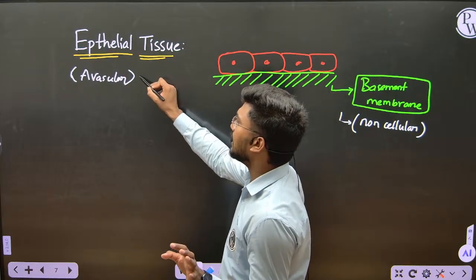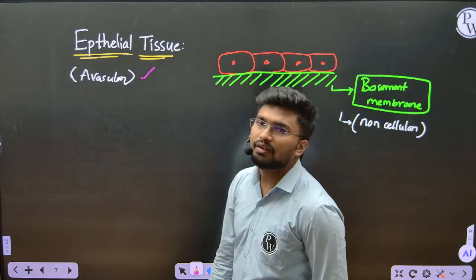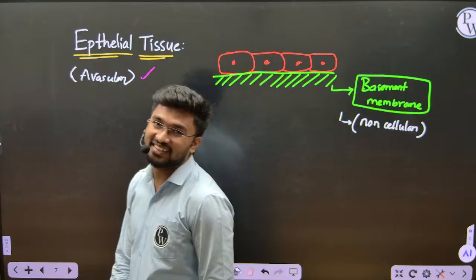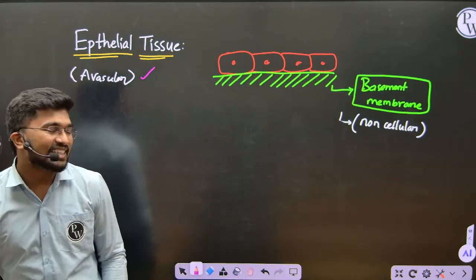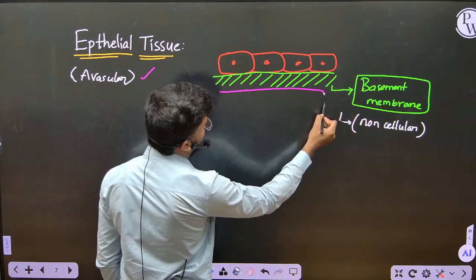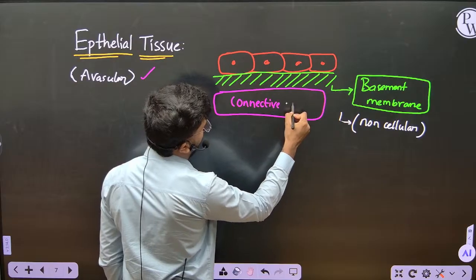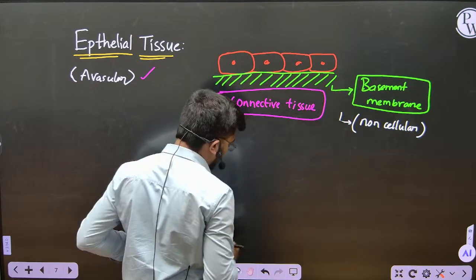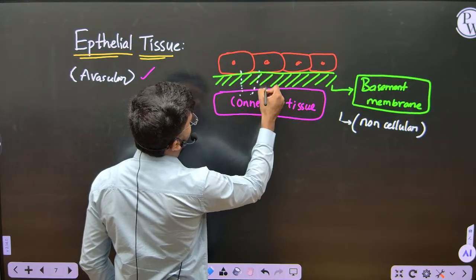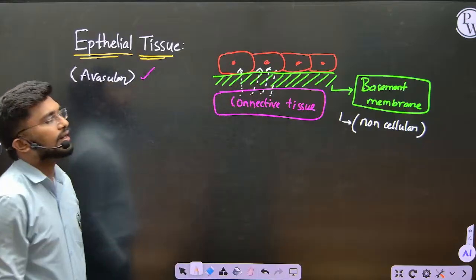My question is, I am saying that epithelial tissue is avascular. If epithelial tissue is avascular, how will it take the nutrients, how will it take the gases? That is the question. What is the answer? The answer is connective tissue. Below this epithelial tissue, generally connective tissue will be there. From the connective tissue, by simple diffusion, gases and nutrients will be transported from one location to another.